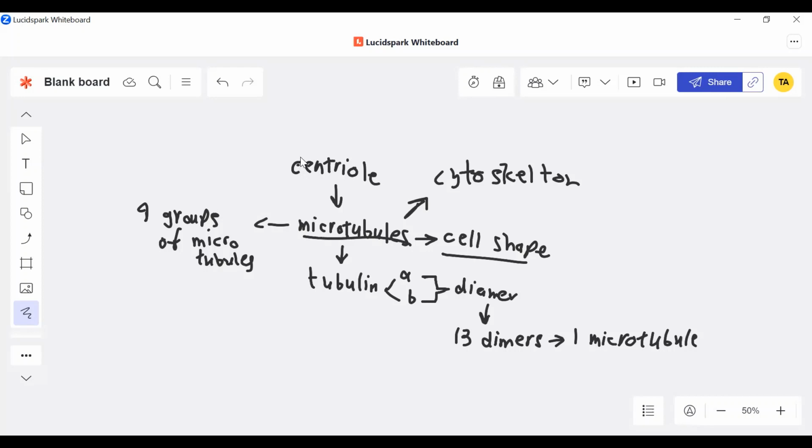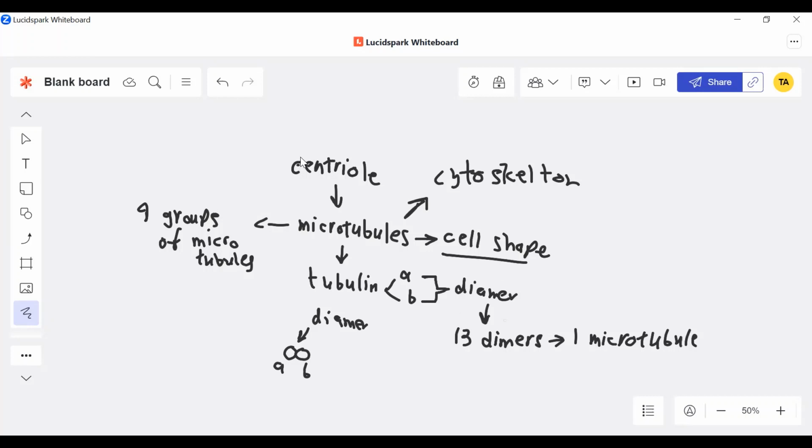Now, what are microtubules made up of? They are made up of a protein called tubulin. And there are two types of tubulin protein, tubulin A and tubulin B, or in simple words, tubulin alpha and tubulin beta. And when tubulin alpha and beta combine together, they make something called a dimer. So what is a dimer? A dimer is simply one alpha tubulin and one beta tubulin coming together.